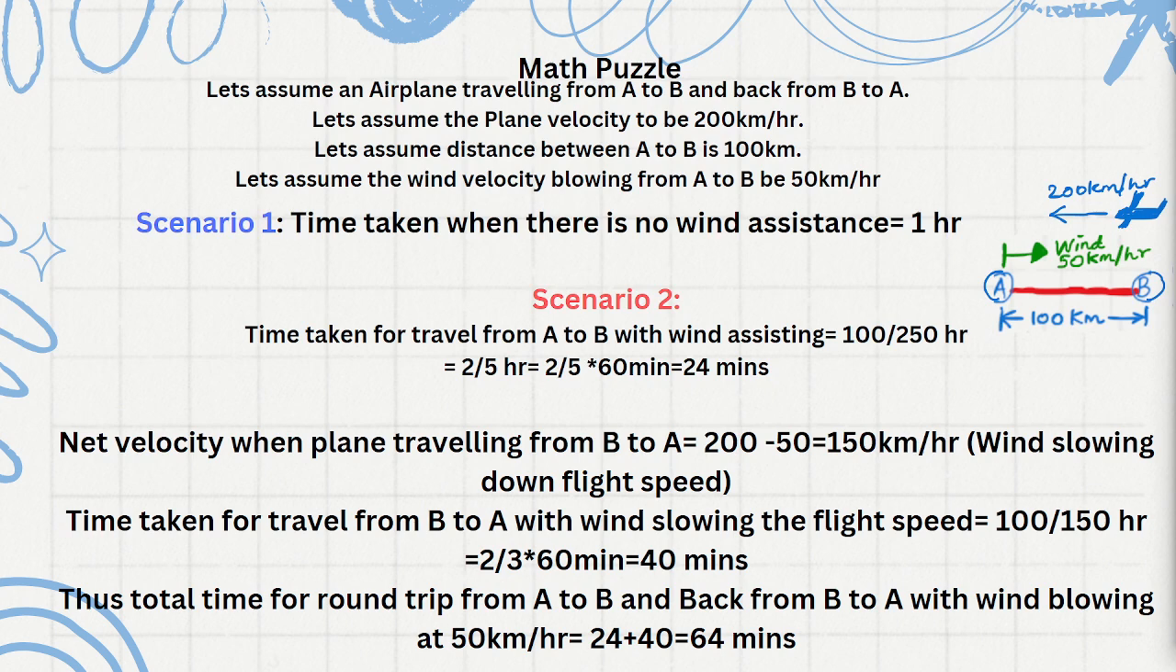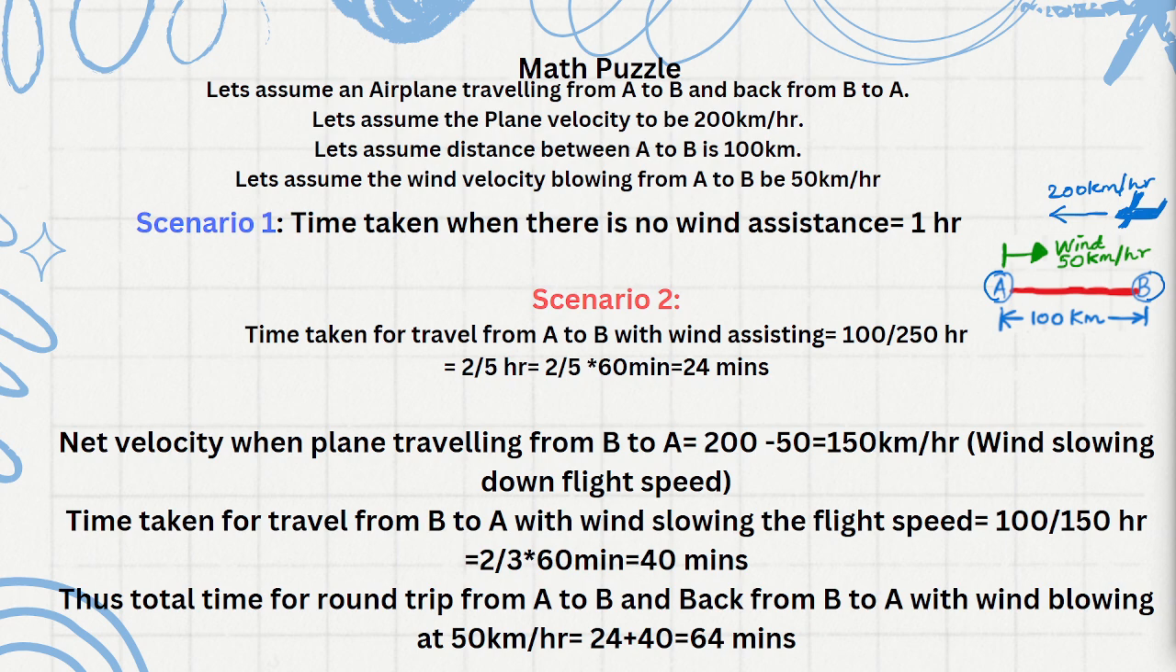The net velocity when the plane is traveling from B to A is 200 minus 50 kilometers per hour, which is 150 kilometers per hour. The time taken for travel from B to A with the wind slowing down the flight speed is 100 over 150 kilometers per hour, which is equal to 2/3 times 60 minutes, which is equal to 40 minutes.